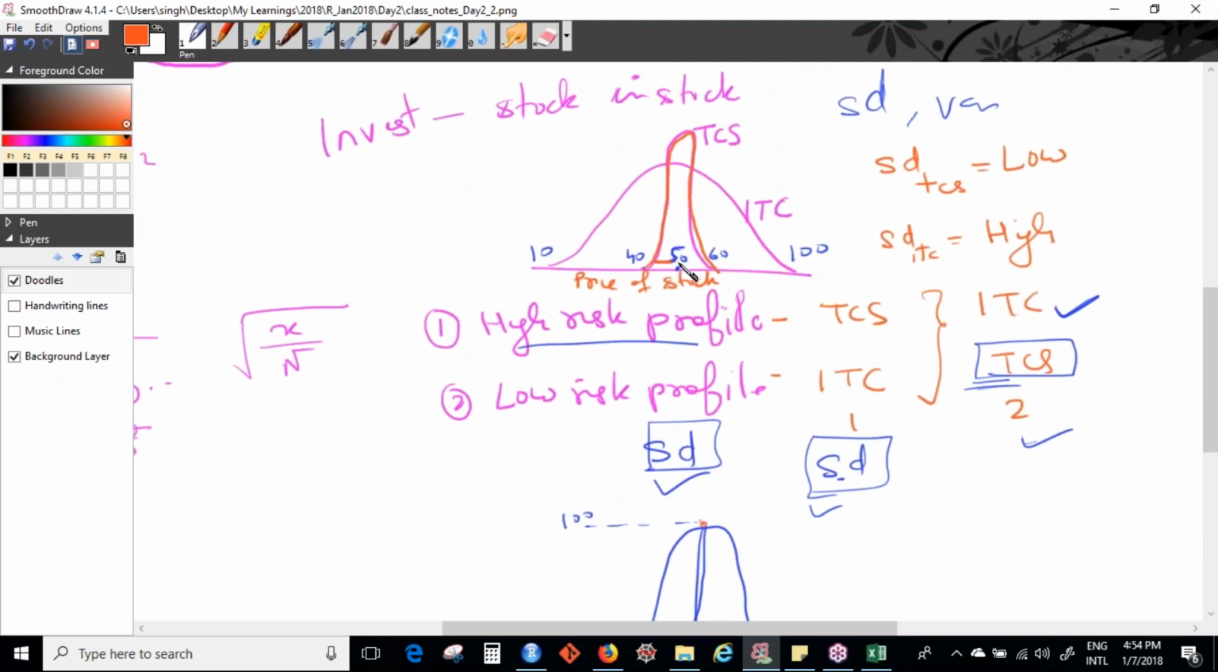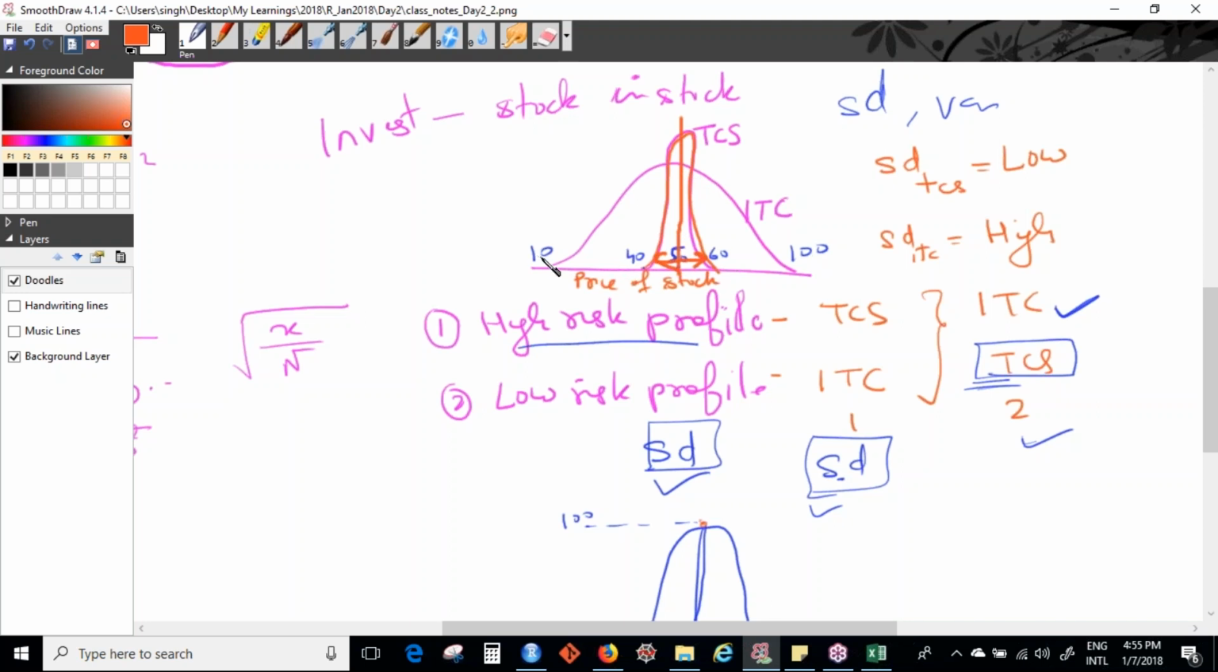It can vary only from 40 to 60. So though you may not gain a lot, but you will not lose either. Okay, most of the times the price will be 50. For ITC also most of the times price will be 50, but it varies a lot.